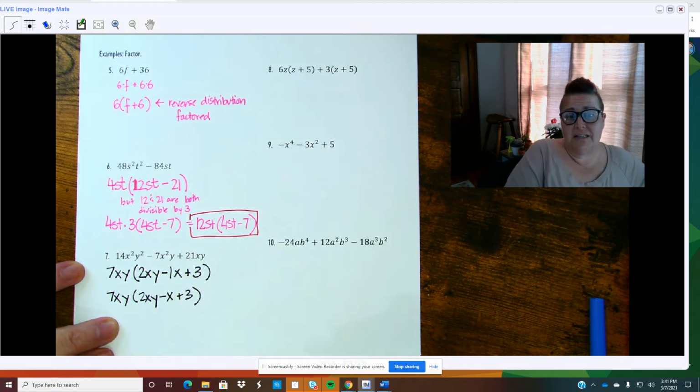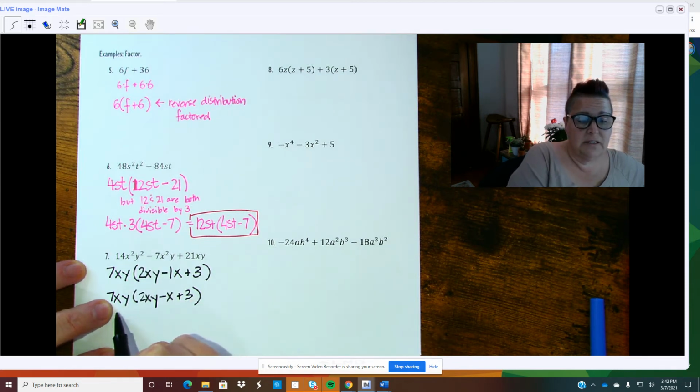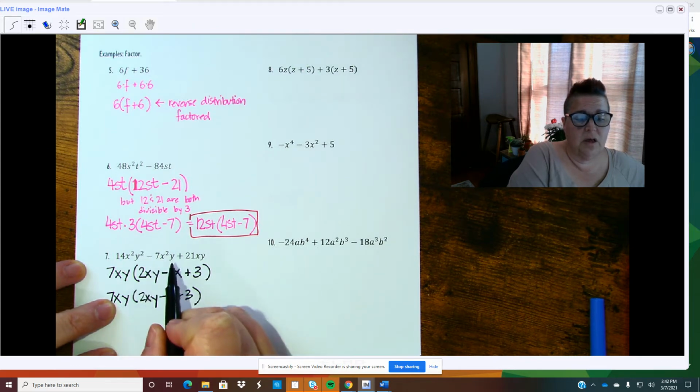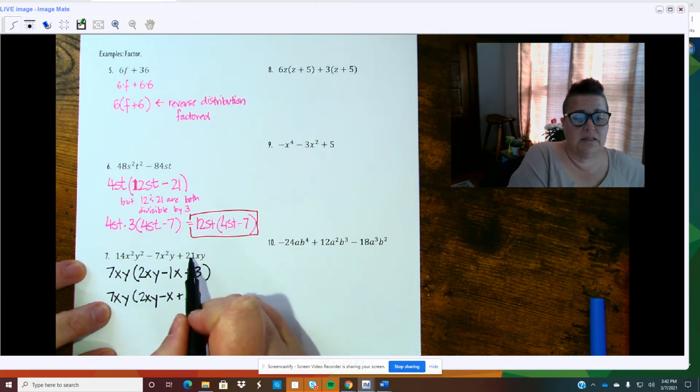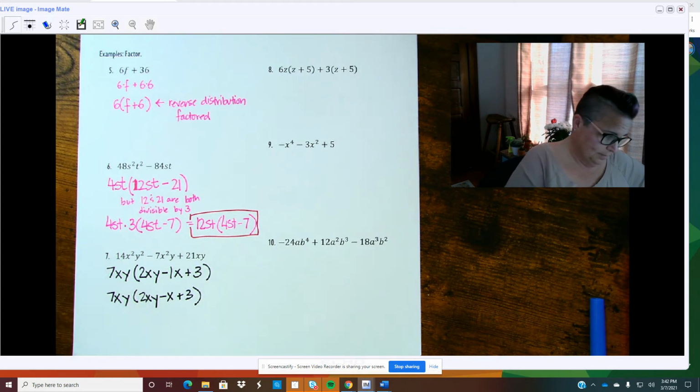And if I want to check and see if that is correct, I multiply back. 7 times 2 is 14. X times x is x squared. Y times y is y squared. 7 times a negative 1 is a negative 7. X times x is x squared. And the y is just coming along. 7 times 3 is indeed 21. And the xy sticks on the end. Yep. Okay.